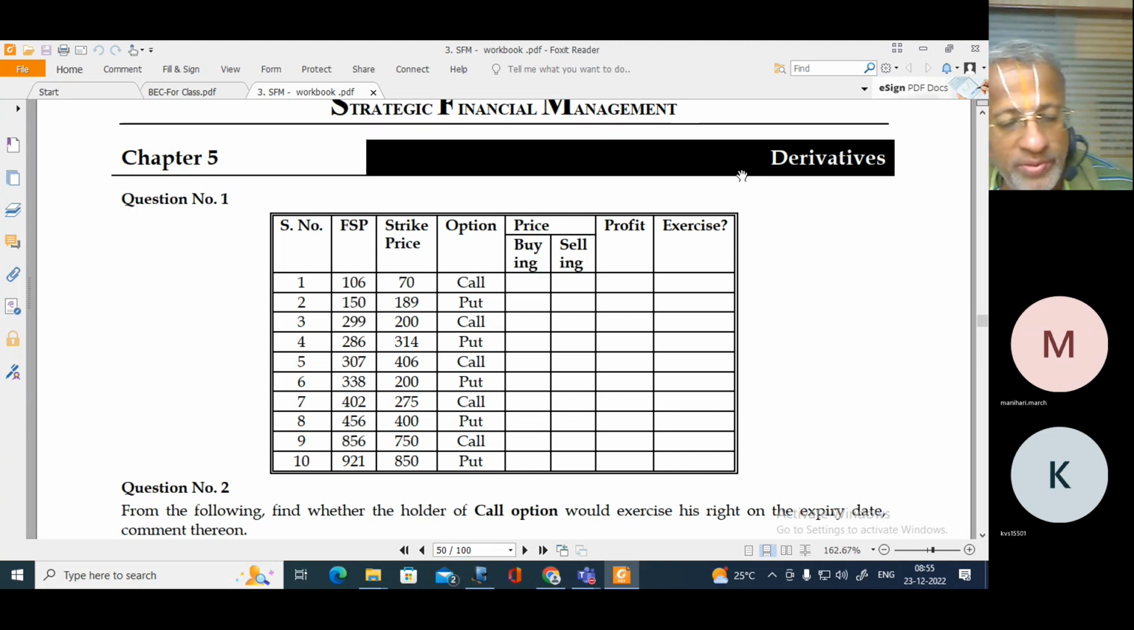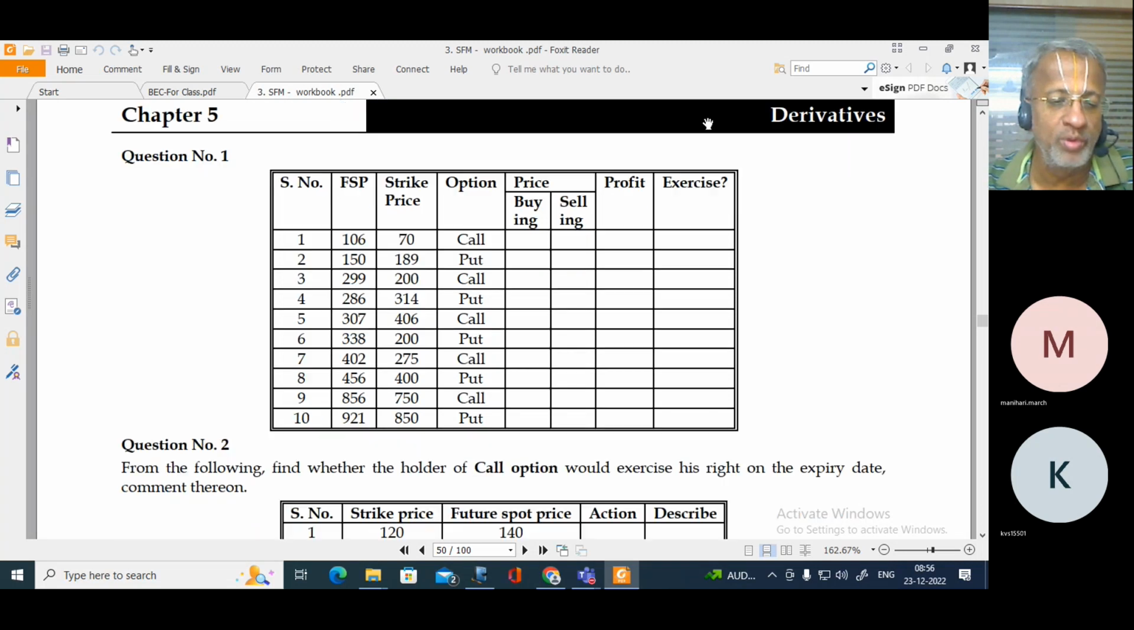338 and 200 put option. 200 is the selling price, 338 is the cost price, and it is definitely a loss. Do not exercise. 402 to 275 call option. 275 is the buying price, 402 is the selling price. Profit, you exercise. Then 8, 456 and 400. 400 is the selling price, 456 is the buying price. You will end up with loss. Do not exercise. 856, 750. So you will make profit. So exercise. Next one, you will end up with loss. Do not exercise. So first problem over.